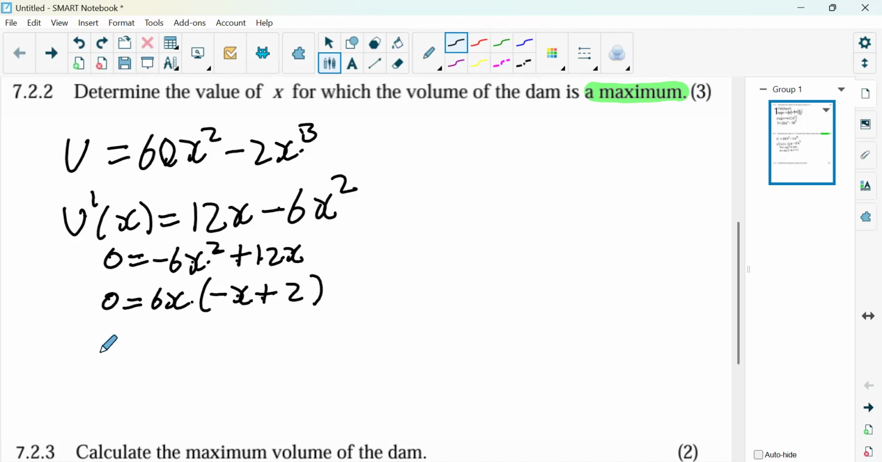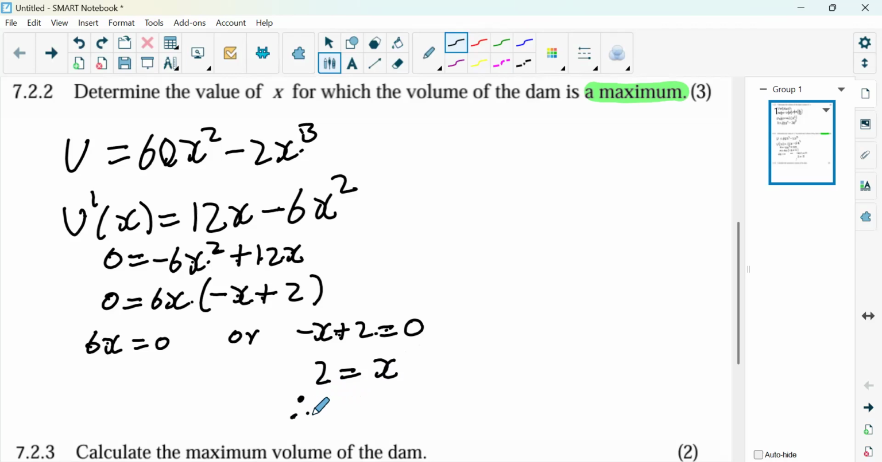Using the zero factor law, the first bracket, 6x, can either be equal to 0 or the second bracket is going to be equal to 0. So 6x is going to be 0, or minus x plus 2 is going to be equal to 0. If we take the 2 to the other side, and the x, which is negative, goes to the other side, it is going to become positive. So x is going to be equal to 2.